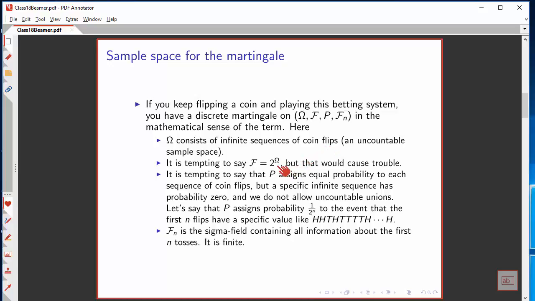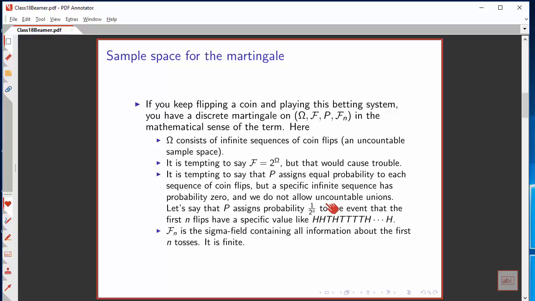In particular, for an uncountable sample space, we know that we get into trouble if for our sigma field we try to use the power set. That's why we had to introduce the Borel sigma field for the uncountably infinite sample space of real numbers between 0 and 1. It's also tempting to say that our probability measure says every sequence of coin flips is equally likely. But that's true trivially, because the probability of any specific infinite sequence of coin flips is 0. And we don't allow uncountable unions.